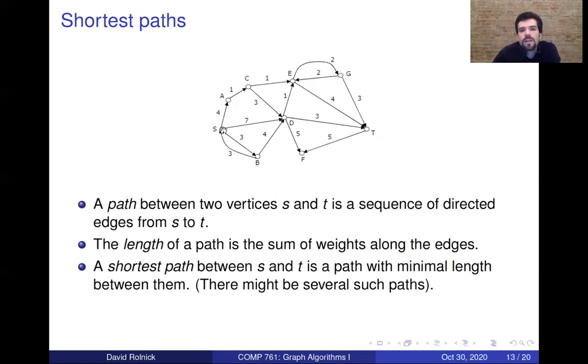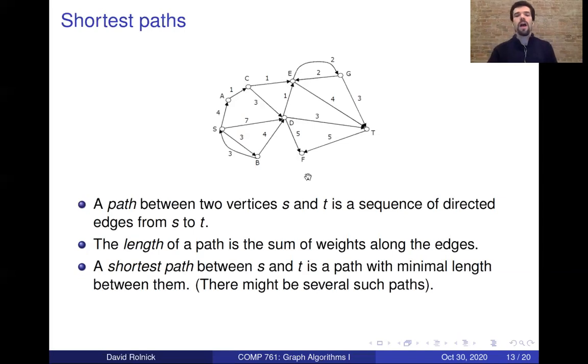So the shortest path from S to T here, let's see. 7 plus 3 is equal to 10. If you tried another path, you could do 7 plus 1 plus 4. That's equal to more than 10, I guess 12. So that's not a shortest path. But there is another shortest path, which is 4 plus 1 plus 1 plus 4. So here it's shortest in the sense of weight.